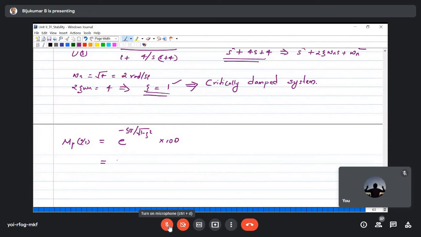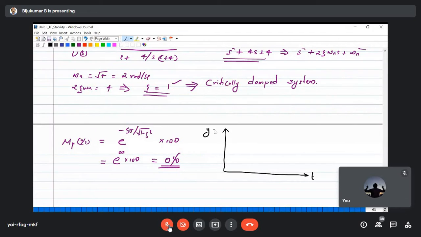What is the value you are getting? Infinity. Yeah, the e power minus infinity will come, right? That means the percentage is 0. So how will you draw the output response for a critically damped system? For an underdamped system, there will be some oscillations and finally it is settling, right? So if we draw the response with respect to time, how does the waveform look?